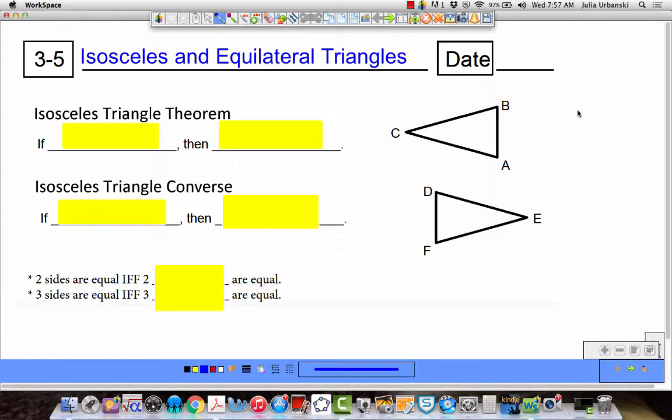Isosceles and equilateral triangles. What does isosceles mean? At least two sides are equal. What does equilateral mean? All three sides are equal.